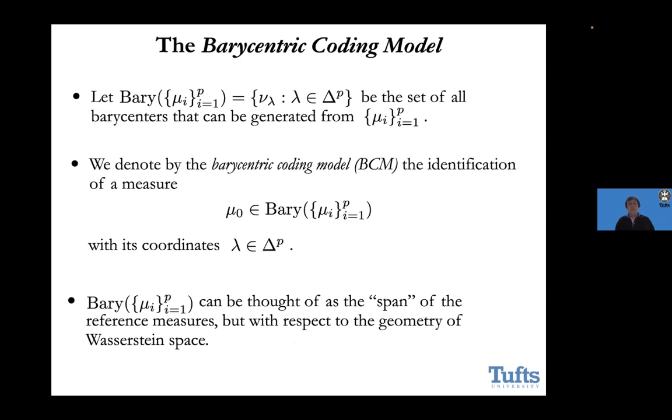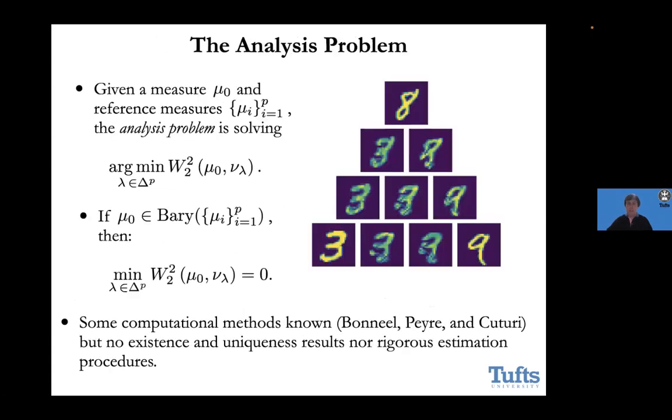So the approach we were interested in is thinking about all the different kinds of measures you can get as barycenters of a fixed set of base measures. We're going to call this the barycenter coding model. To define one of these, you need to give me a set of reference measures. And then I'm going to define Bary of that set of measures as all the things I can generate from those base measures. Essentially, I'm going to identify an element of Bary of mu i with its coordinate representation. You can think of this as the span of these measures, but where I'm not doing linear combinations, but instead interpolating in Wasserstein space.